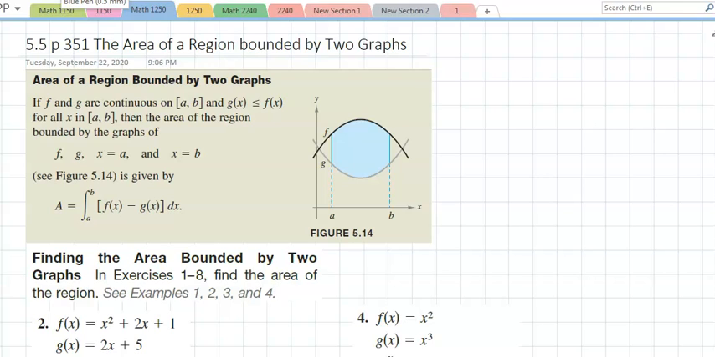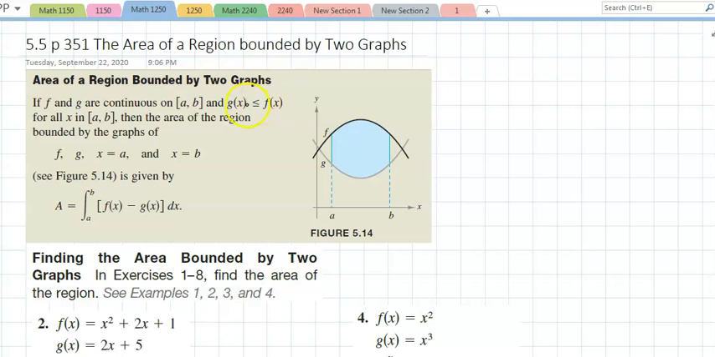Section 5.5 is the last section we're going to cover. It's on page 351. It talks about the area of a region bounded by two graphs. So this is the mathematical aspect of it. And in the next lecture on this section, I will talk about the application and what it means. For now, we want to do the math part.